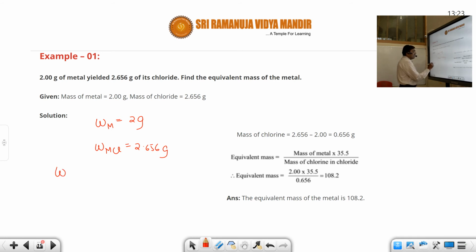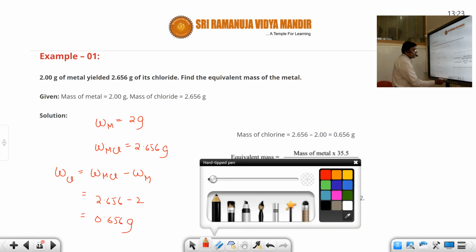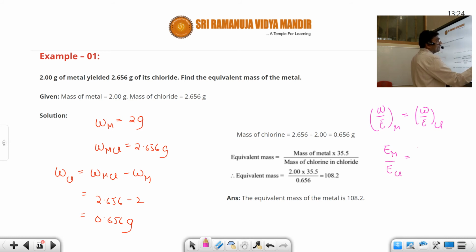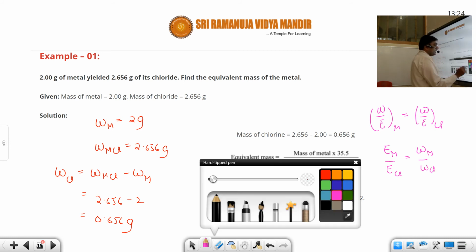So weight of the chlorine is equal to weight of metal chloride minus weight of metal. That is 2.656 minus 2, which is equal to 0.656 grams. Now very simple, students. Now what is the formula? Gram equivalents of metal is equal to gram equivalents of chlorine, because of displacement. So equivalent mass of metal by equivalent mass of chlorine is equal to weight of the metal by weight of chlorine.